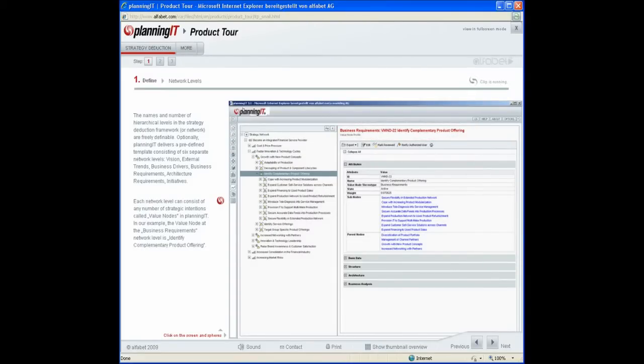In our example, the value node at the business requirements network level is Identify complementary product offering. In its profile, you can see the value node's parent nodes and subnodes.